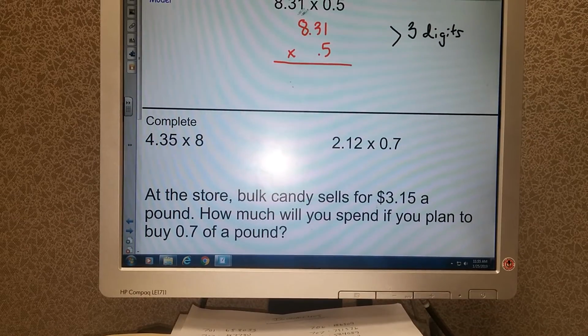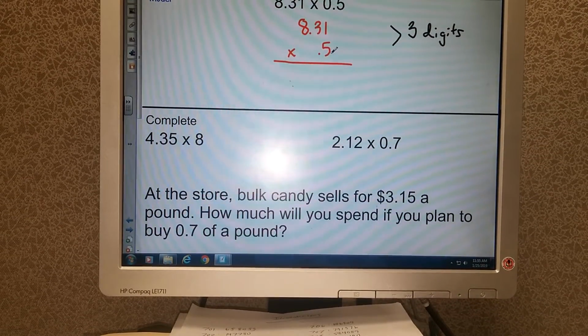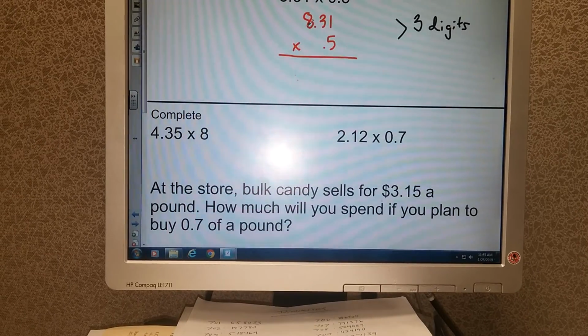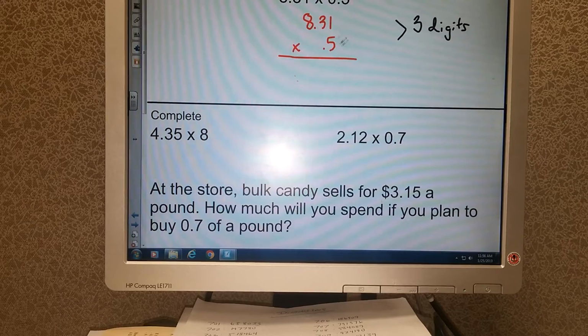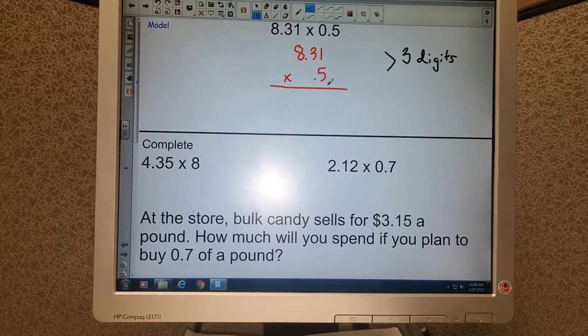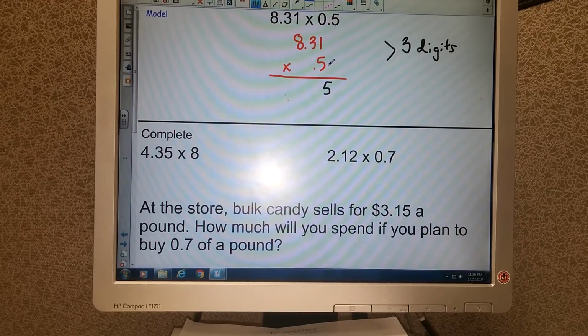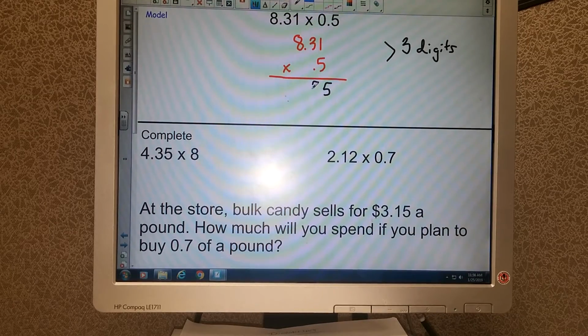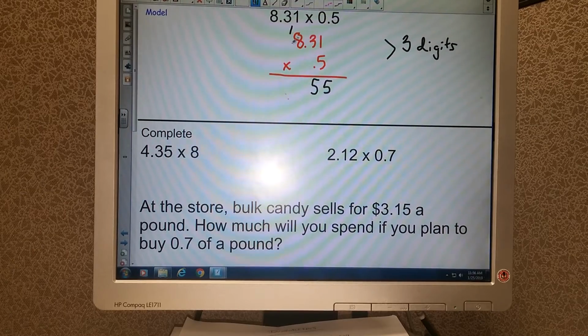Now when I estimate this, this is slightly more than 8, and this is 1/2. So I know that half of 8 is 4, so this answer should be around 4 somewhere. Now I'm just going to multiply this out. 5 times 1 is 5. I have nothing to carry. 5 times 3 is 15. I write my 5. I carry. 5 times 8 is 40. Plus 1 is 41.